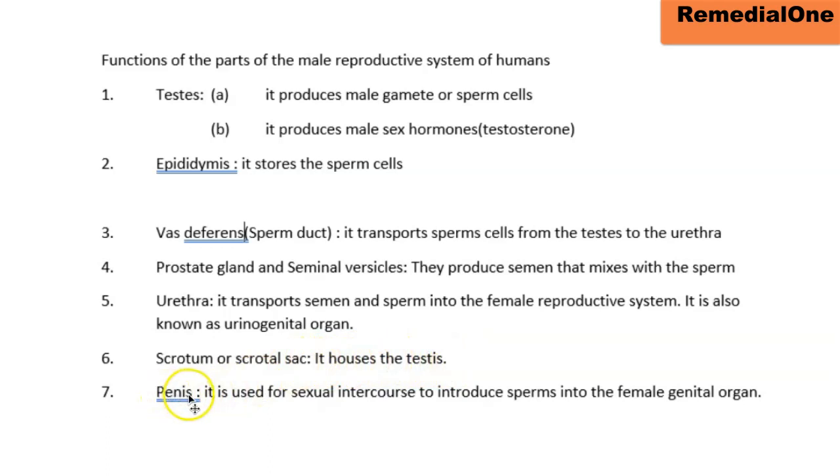Then the penis, as I said, is made up of spongy tissues. And when these spongy tissues are filled with blood, it becomes erect. And the moment it becomes erect, it is used for sexual intercourse so that sperm cells can be introduced from the males into the female. In fact, if you are a male and your penis is not able to erect, then we say that you are impotent, and that's a problem.